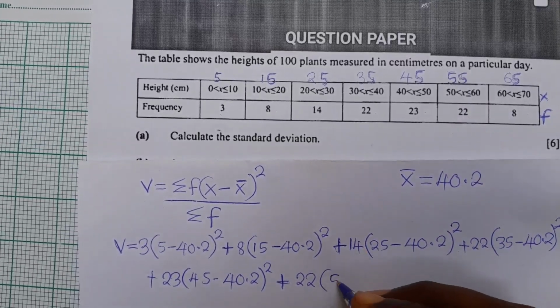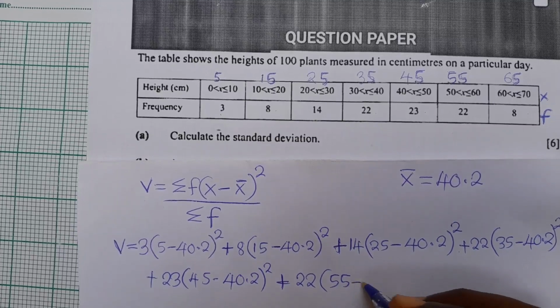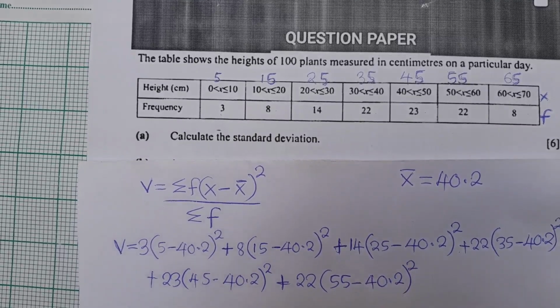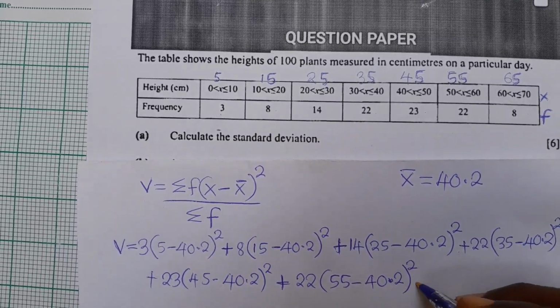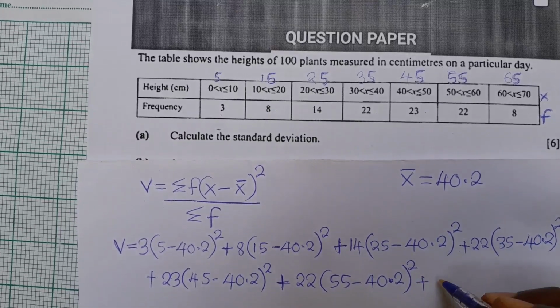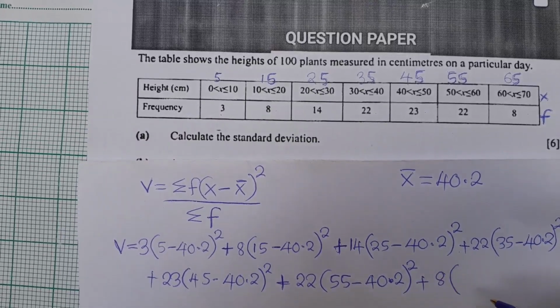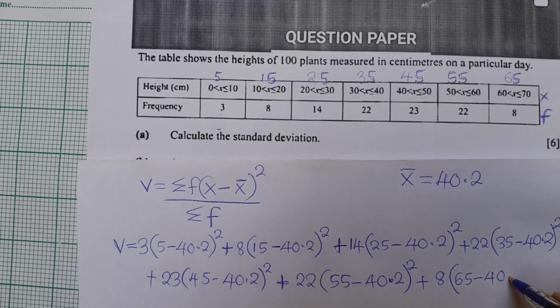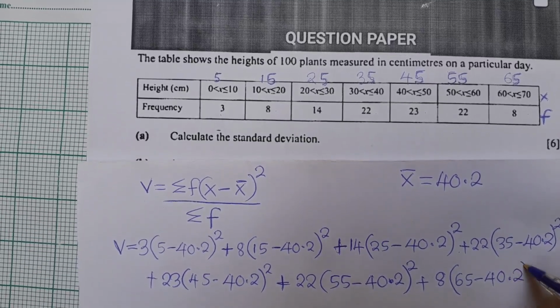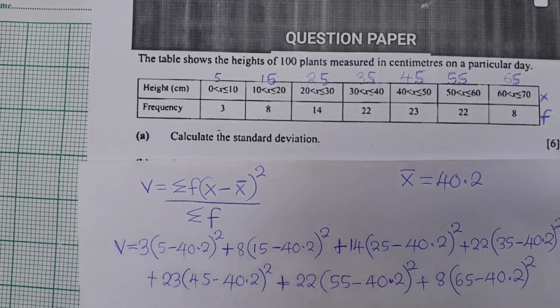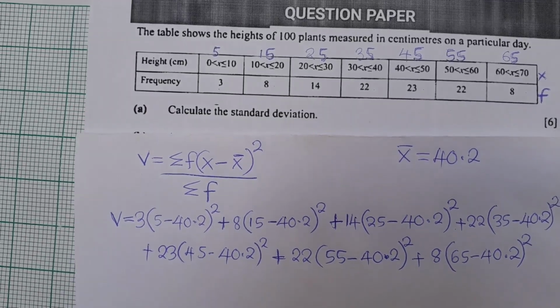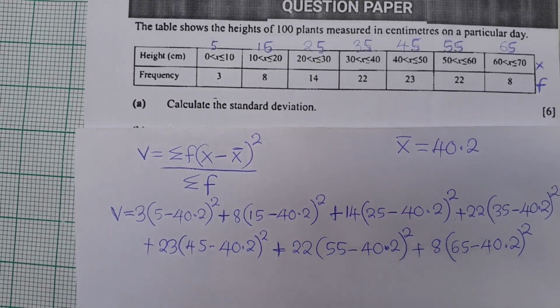Open bracket, on top there we've got 55 minus 40.2 cross, then squared. Then plus, the last one is 8. I say 8, open bracket, there is 65 minus 40.2 cross, then squared. Don't forget a square. So once you leave out one part, it means that even your answer will be affected.